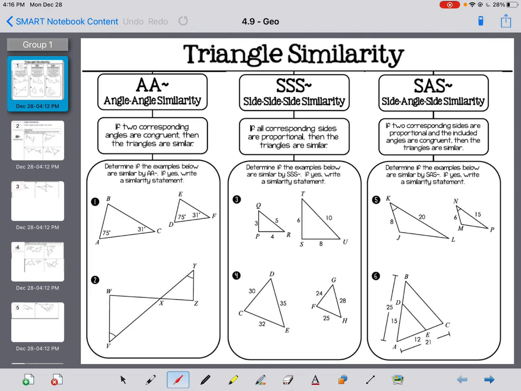Determine if the examples below are similar by AA. If yes, write a similarity statement. Well, let's see. I see 75 in each. I see 31 in each. That's 2 angles, so that'd be yes with angle similarity. And so we would say triangle ABC is similar to triangle DEF.